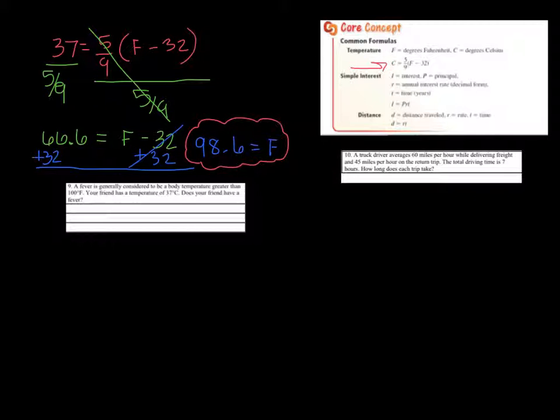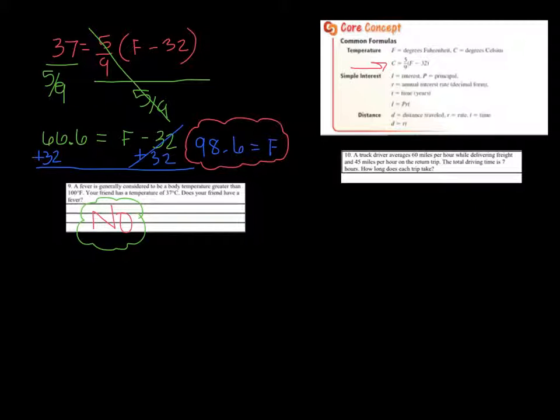However, it's really important that you go back to the problem and make sure you're answering the question. So the question was, does your friend have a fever? The question was not, what is the temperature in degrees Fahrenheit? So it tells me that a fever has to be greater than 100 degrees, and 98.6 is not bigger than 100. So to answer this question, I would actually say no, because he doesn't have a fever. His temperature is actually normal. Okay?